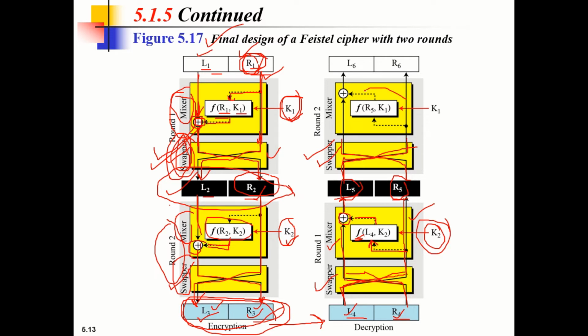Now again the same process will be carried out. Here this is not R5, this is L5. Okay, so just read it as L5. This is L5 and the key we are using at this particular round is K1, right? So the output of this function and this value of R5, which has now become L5, we will be using as the input, right?